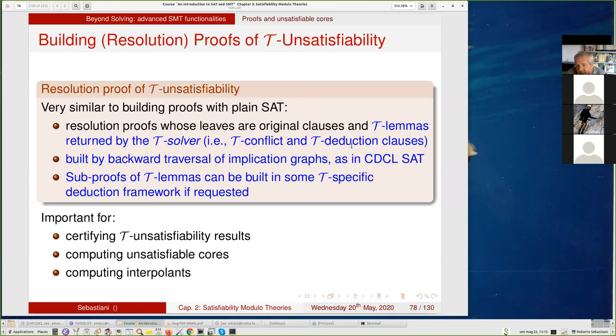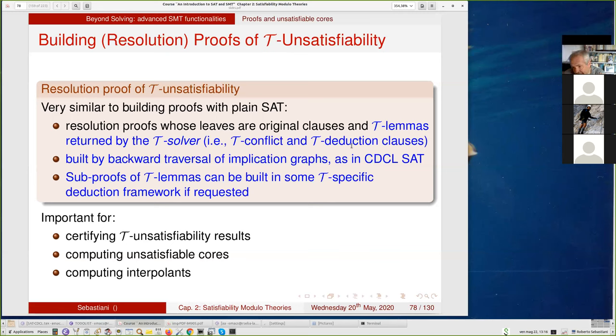As in CDCL, we build the resolution proof by backward traversal. We start from the false clause, and we get the resolution proof which caused the false clause. Then all of them were either theory lemmas, original clauses, or learned clauses, I mean Boolean learned clauses. And again, we build recursively, extending every learned clause with its own resolution proof, until we get a resolution proof whose leaves are either original clauses or theory lemmas. Okay, so this is the Boolean part of the proof.